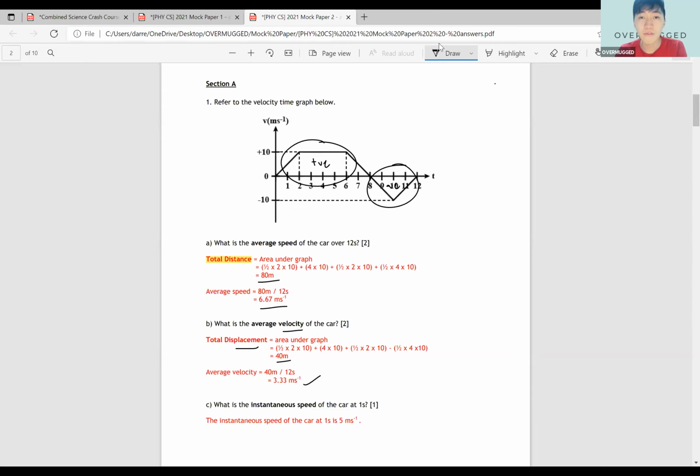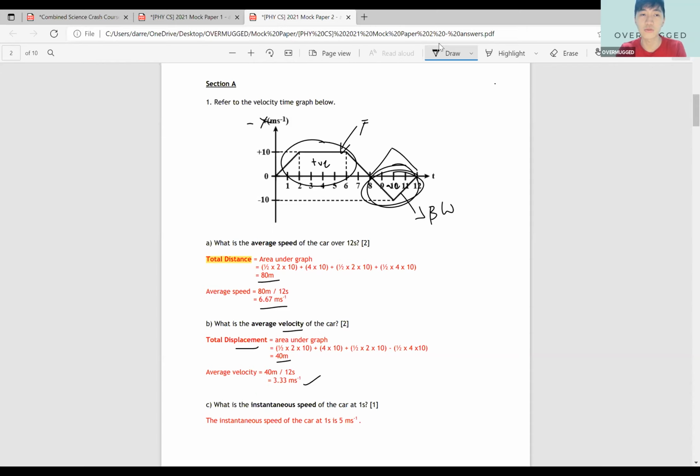Area underneath the graph represents different things in a velocity-time graph and a speed-time graph, right? For a velocity-time graph, it represents displacement in the forward and in the backward direction. But for a speed-time graph, you will not get anything in the negative region, right? Because I don't care about the direction. So the graph will look like that instead. Two lumps, both above the x-axis.